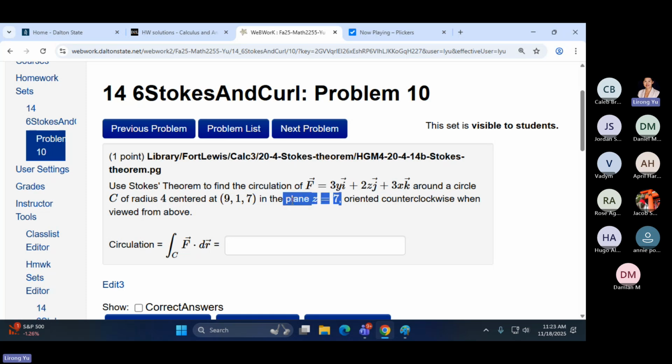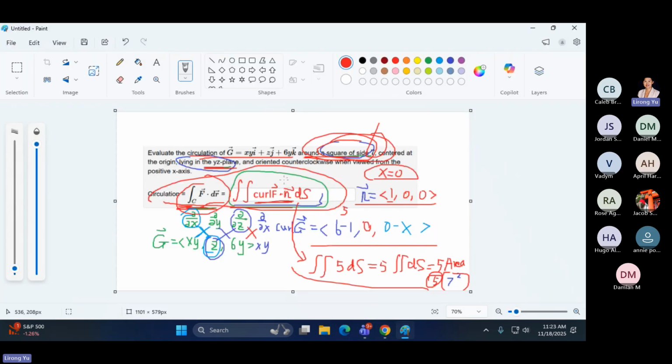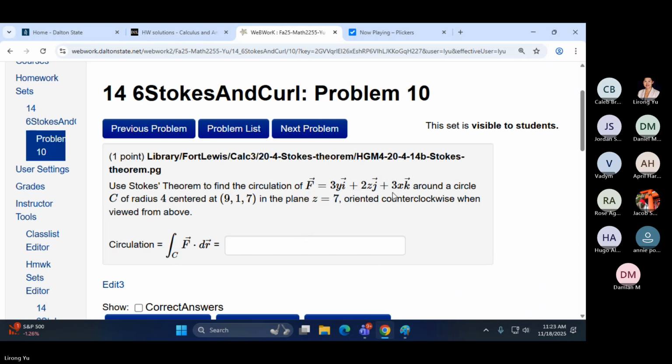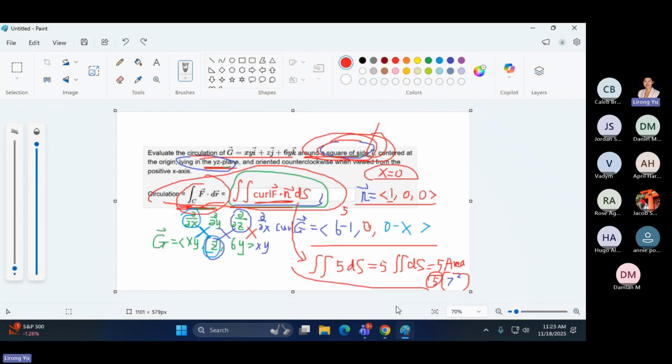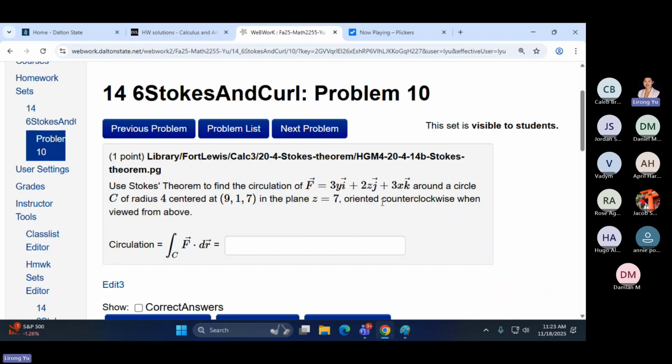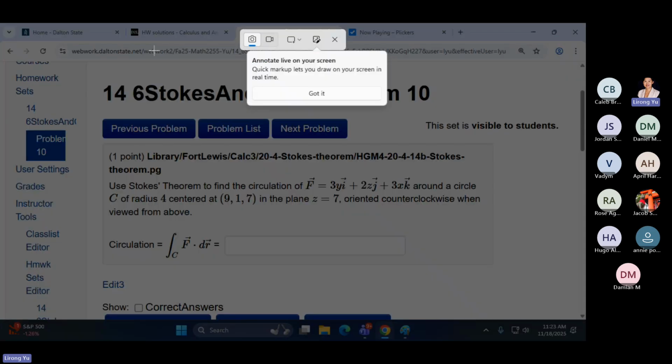The plane, z equal to 7, is a surface. Remember that the right side of the Stokes theorem is a surface integral. Knowing the equation of the surface, the n will be easier to identify. Other than that, according to the counterclockwise orientation, you still have to identify the proper curl. I'm not sure if it's constant. It would be nice if it is constant. And we have to work out the cross product. So let's see.